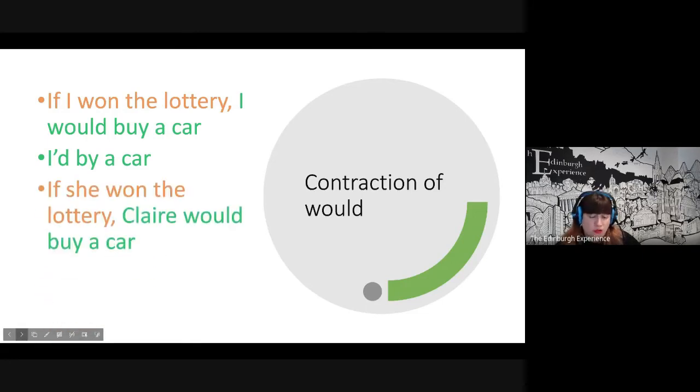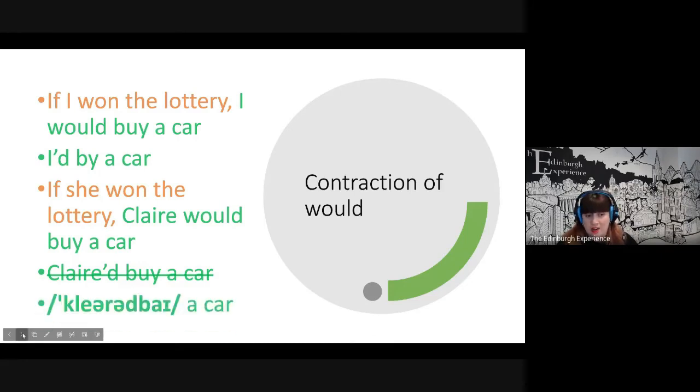Remember that when we are writing contractions, we only contract on a pronoun, right? So if I have this sentence here, if she won the lottery, Claire would buy a car, I'll never write this contraction because that looks horrible, yeah, in written English. But in spoken English, I'm always going to make that contraction if I'm speaking quickly and fluently, right? So although I won't write the contraction, I'll pronounce it. So I would say Claire'd buy a car, right? If she won the lottery, Claire'd buy a car, yeah?